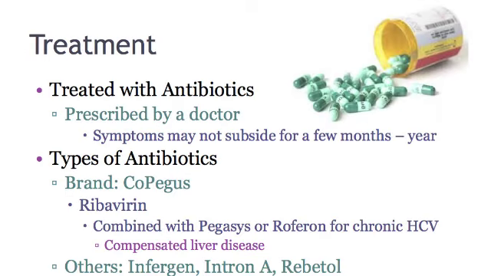Treatment. Treatment for HCV is by antibiotics, which are prescribed by a doctor. However, the symptoms may not even subside for a few months or even up to a year. There are several types of antibiotics, but here are some for chronic HCV. A brand called Copegus has a drug ribavirin, and combined with Pegasys or Peg-Intron can treat chronic HCV. It is also used for compensated liver disease. Other drugs that treat chronic HCV include Infergen, Intron A, and Rebetol.